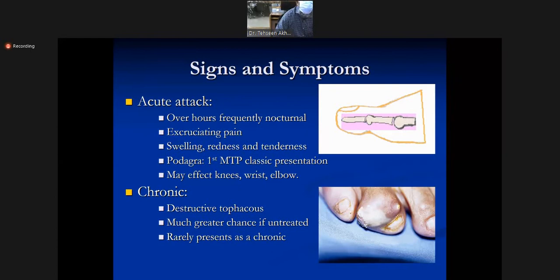But it may affect knees, wrist, and elbow as well. Sometimes it presents with multiple joint involvement, but usually monoarticular involvement. In chronic cases, there is destructive arthropathy. There is a much greater chance if untreated. If uric acid remains high for a long time and the patient does not get any treatment, it deposits in his tissues.